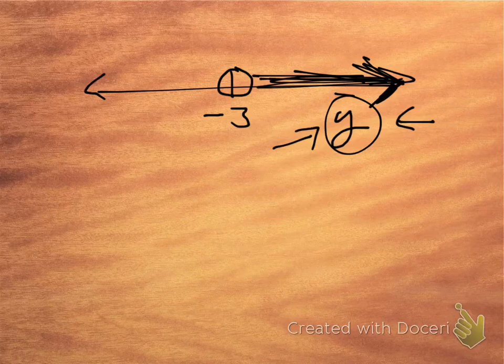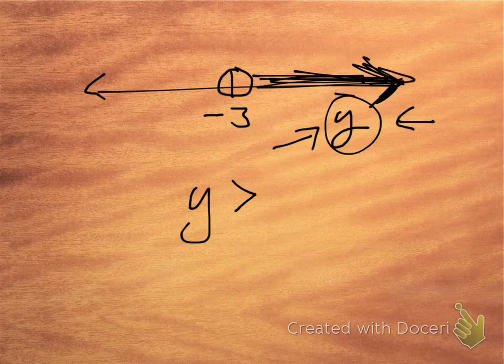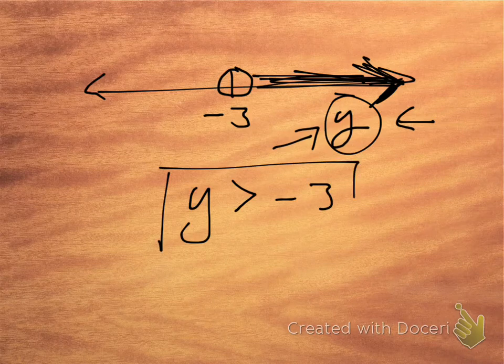So what inequality am I showing here? This is the set of y's that are what? It's greater than. Right, it's all the y's that are strictly greater than, not equal to. Why do we know it's not equal to? Because the circle's not colored in. Right, the circle's not colored in, so it's y is strictly greater than -3. Okay?